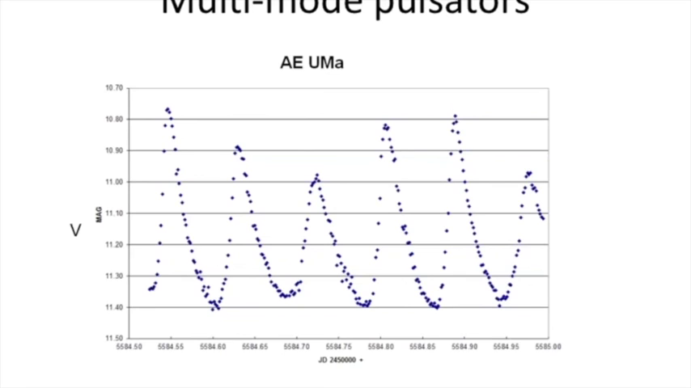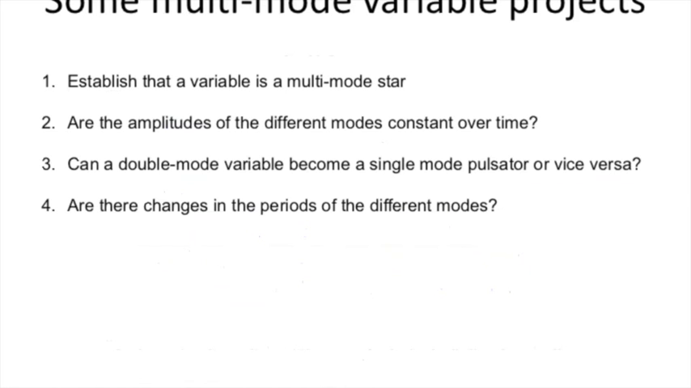What are the modes that are excited? And do the periods of these modes, the relative amplitudes of the different modes, stay stable over time? So if you were looking at a multi-mode variable, you could try to establish its multi-mode nature, and see if the amplitudes of different modes are constant if you come back and look at the star later on. Do the variables switch between single mode and double mode behavior? Do the periods of the different modes change? And if so, how?